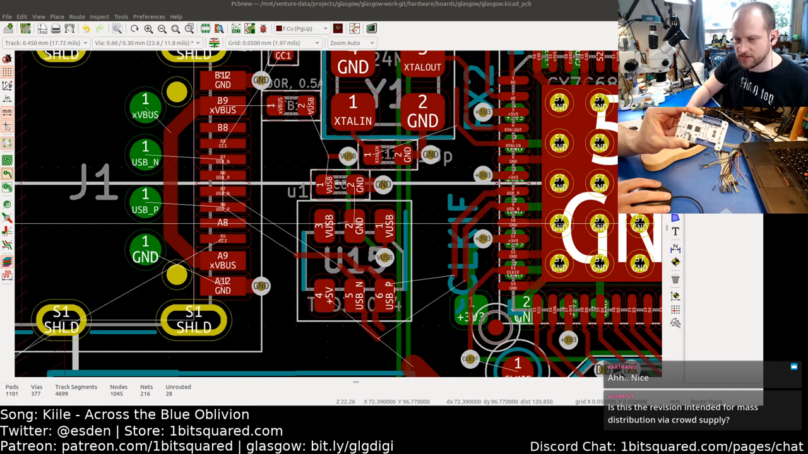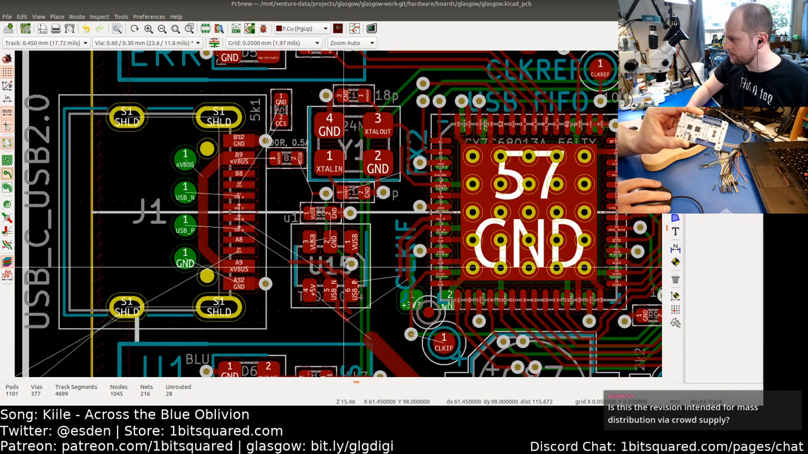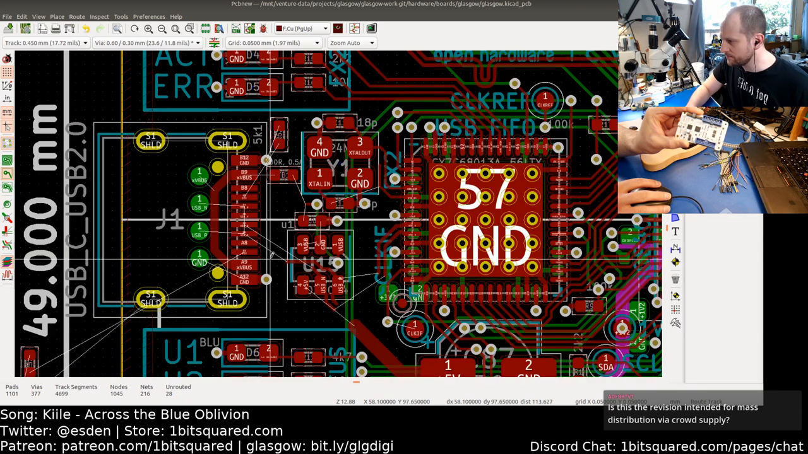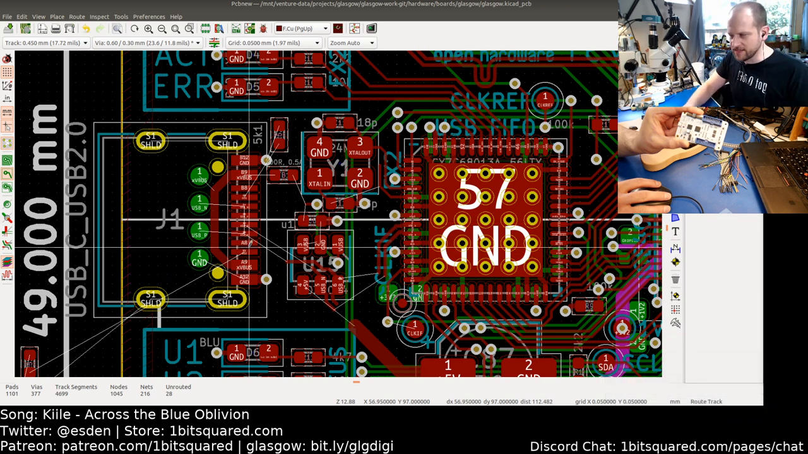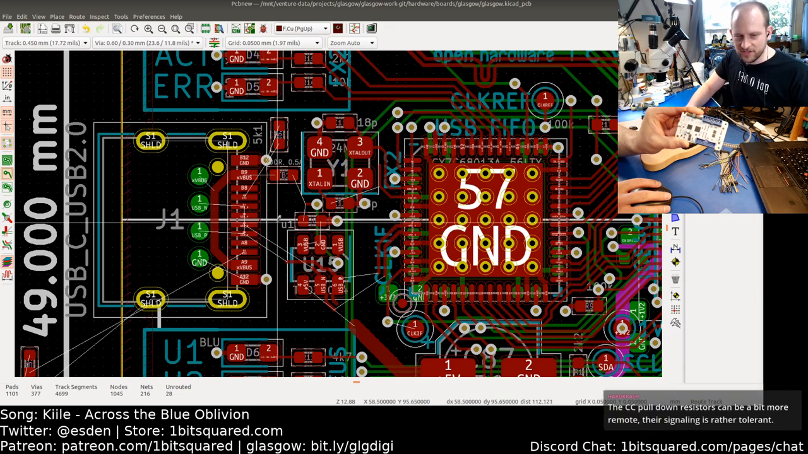Yes, these are changes that I'm making for the mass production at CrowdSupply. This is a process to improve the board to a way where the mass production, this USB-C change is a running change essentially. It's not really necessary for manufacturing, but there were so many people so incredibly excited.